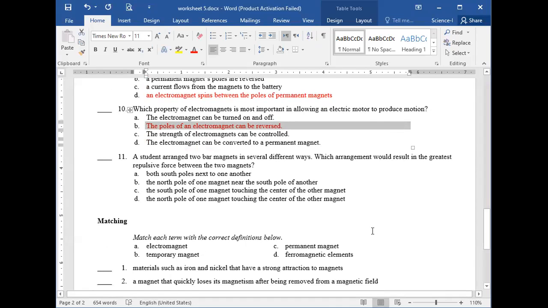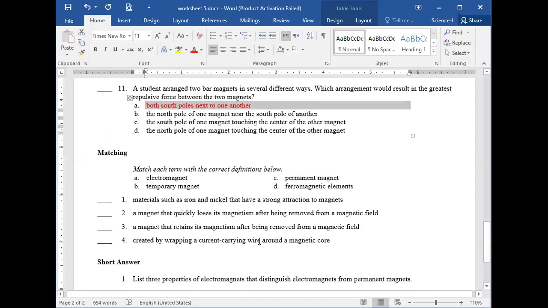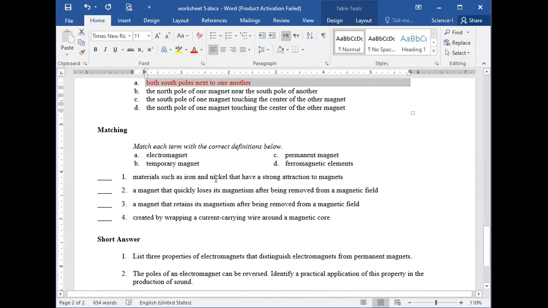Yes, Maya? Mr., repulsive means repel, right? Repel, yes. A. A, of course, when you put the two south poles of the two magnets beside each other, because similar poles repel while opposite poles attract. So that's great, guys. Let's try to match these definitions or statements with the right term here. The material such as iron or nickel that has a strong attraction to a magnet. What do we call this type of material that is easily attracted to a magnet? Just read the alternatives and find which one fits this definition.